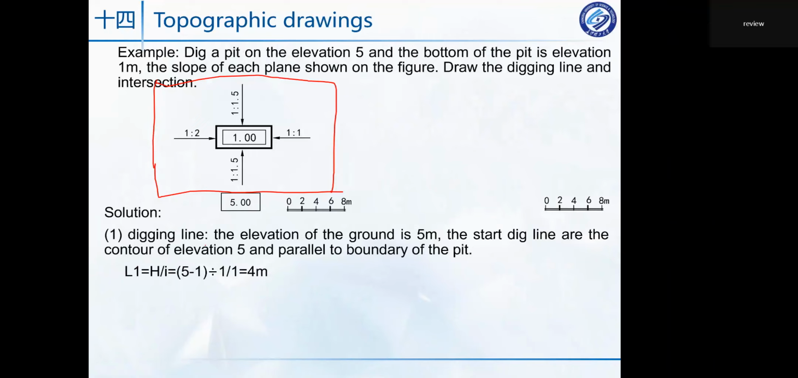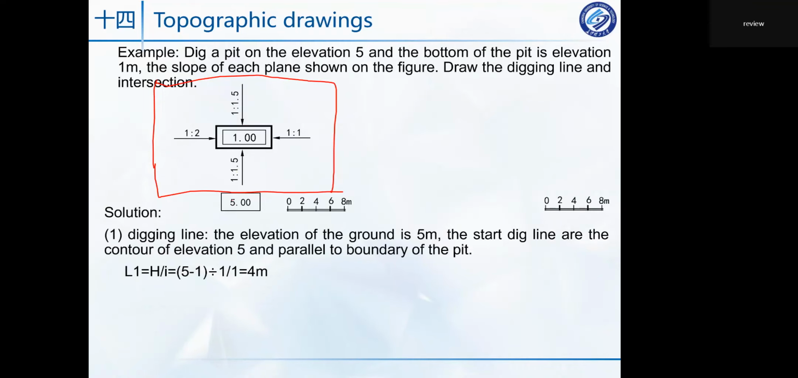Okay, so let me see. At first we have to draw the digging lines. The elevation of the ground is 5 meters, and the bottom of this foundation is 1 meter. So the difference of the elevation of the two surfaces is 4. You can see 5 minus 1.